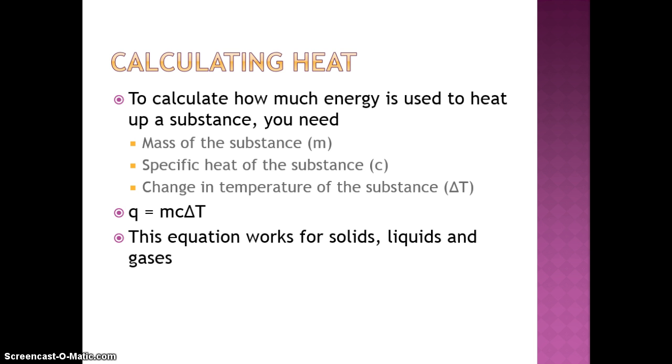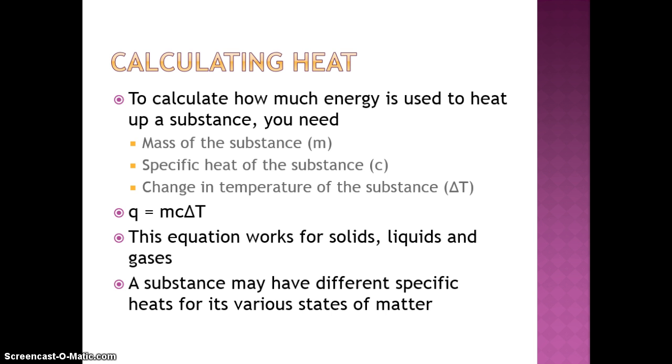This equation works for solids, liquids, and gases, but you have to use the right C value. So C is not only the specific heat, but it's also specific for the material and the state of the material. The C value for water when it's a liquid is 4.184 joules per gram degree Celsius, but the C value for ice, water when it's a solid, is only 2.09 joules per gram degree Celsius. And we'll talk about later why there is a difference between the liquid and the solid state.